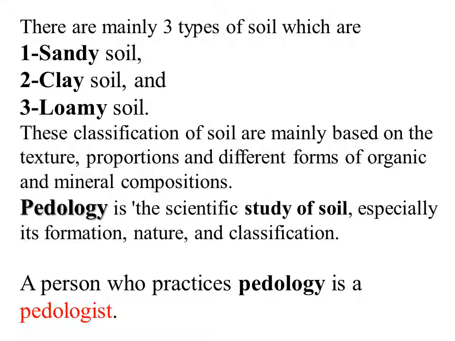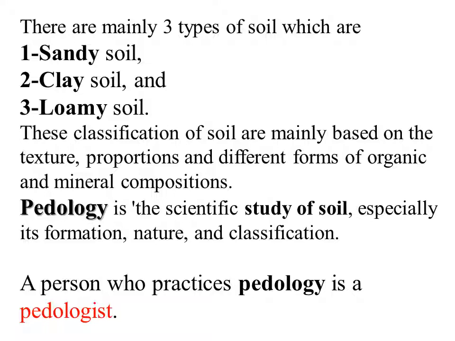In general, we divide soil into three categories: sandy soil, clay soil or clayey soil, and loamy soil. This classification of soils is mainly based on the texture, proportion, and different forms of organic and mineral compositions of the soil particles. First, sandy soil: a kind of soil in which particles are bigger and more porous and they cannot hold water for a long time. That is called sandy soil.